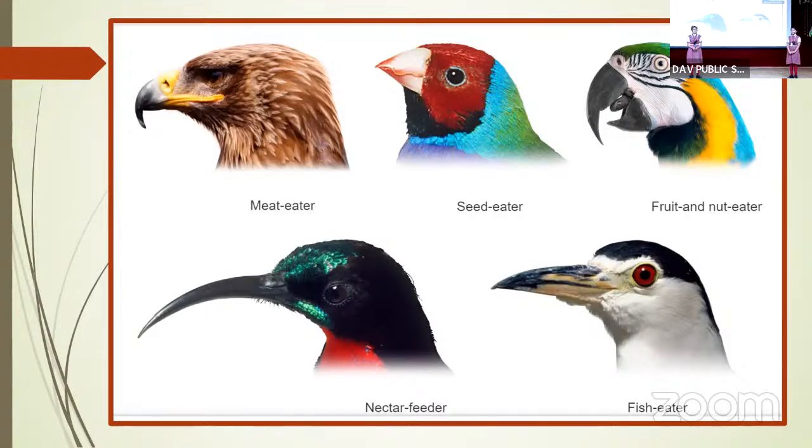Next comes the piercing and tearing beak. Birds like the eagle and vulture eat flesh. Such birds have a strong, hard, and curved beak. It is not as curved as a parrot's, rather a bit curved in the front part. And this type of beak helps these birds to pierce and tear the flesh.